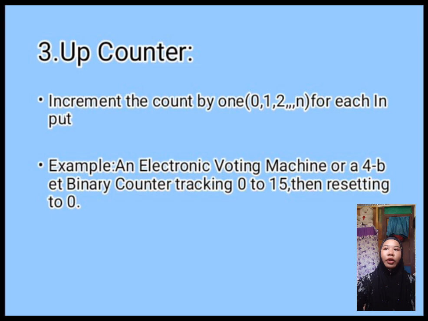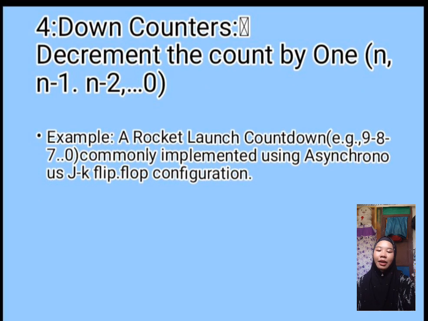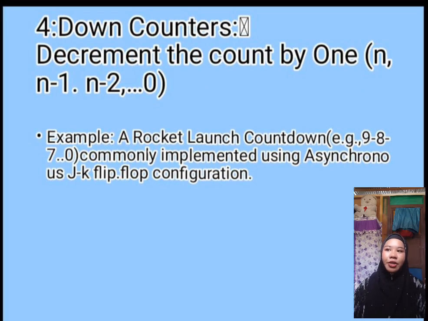For example, sa electronic voting machine, pataas ang bilang para sa mga bumoboto. Nadadagdagan ang bilang, like 0, 1, 2, 3, 4, and 5. Ito yung up counters. Next, down counters.